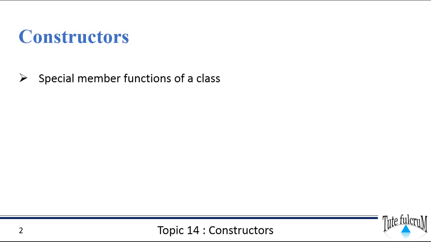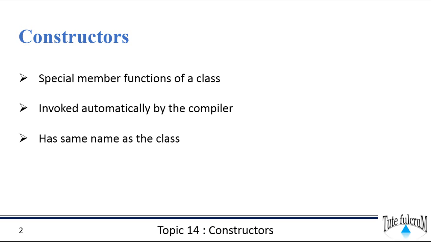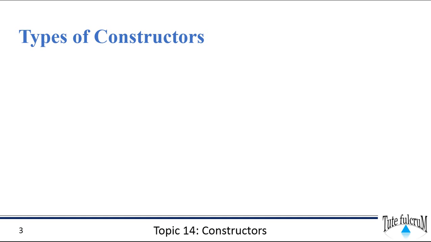Constructors are special member functions of a class that get invoked or called automatically by the compiler, and they have a few characteristics. A constructor has the same name as that of the class and does not have any return value. There are three types of constructors in C++: default constructors, parameterized constructors, and copy constructors.